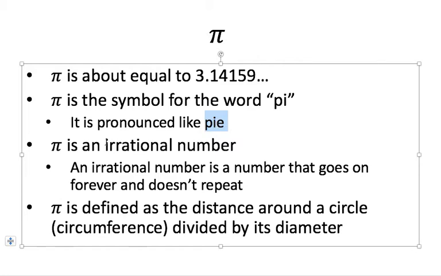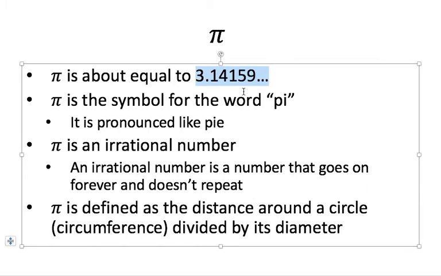Pi is an irrational number. So an irrational number, a reminder of what that means, it's a number that just keeps on going forever, but it doesn't repeat. So if I gave you the first 100 digits in pi, you wouldn't be able to find a pattern to predict what the 101st number is in pi.